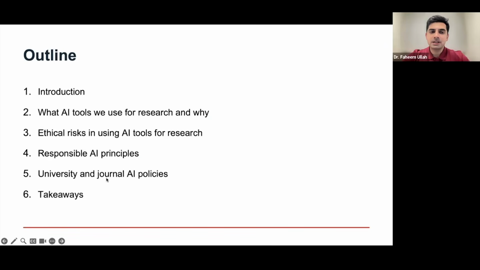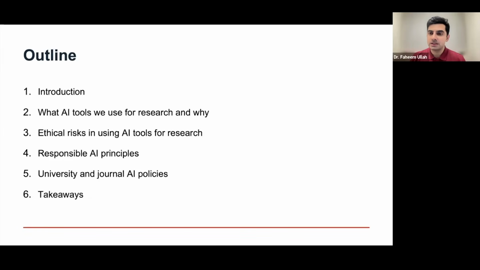More specifically, we'll start with a brief introduction to contextualize the rest of our discussion, to set a common ground on what we are going to talk about: which AI tools are used, and why we use those tools. Then the third point would be what are the different ethical risks in using AI tools. And fourthly, which is more important, what kind of principles you need to follow when you're using AI tools so that you don't end up in troubled waters for academic integrity, violation of certain rules, and so on and so forth.